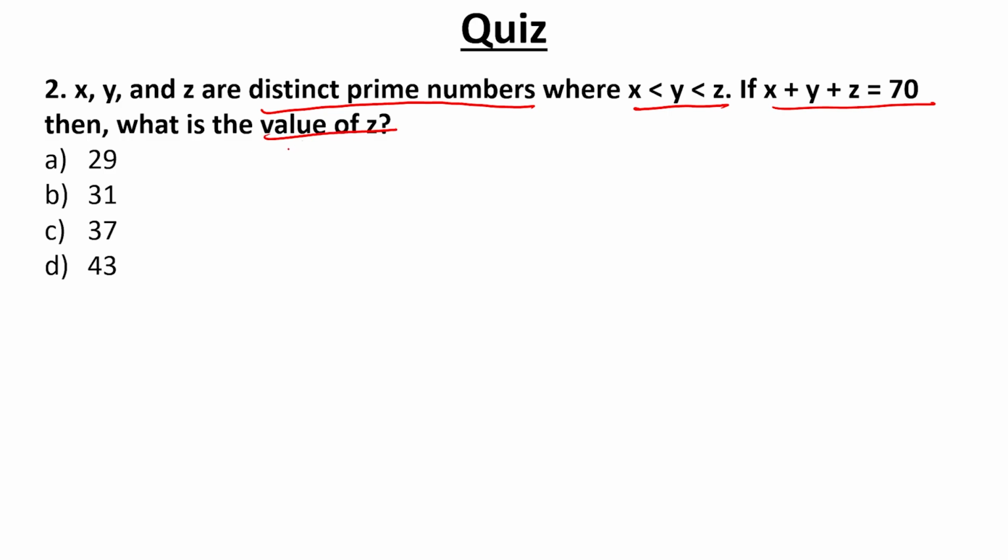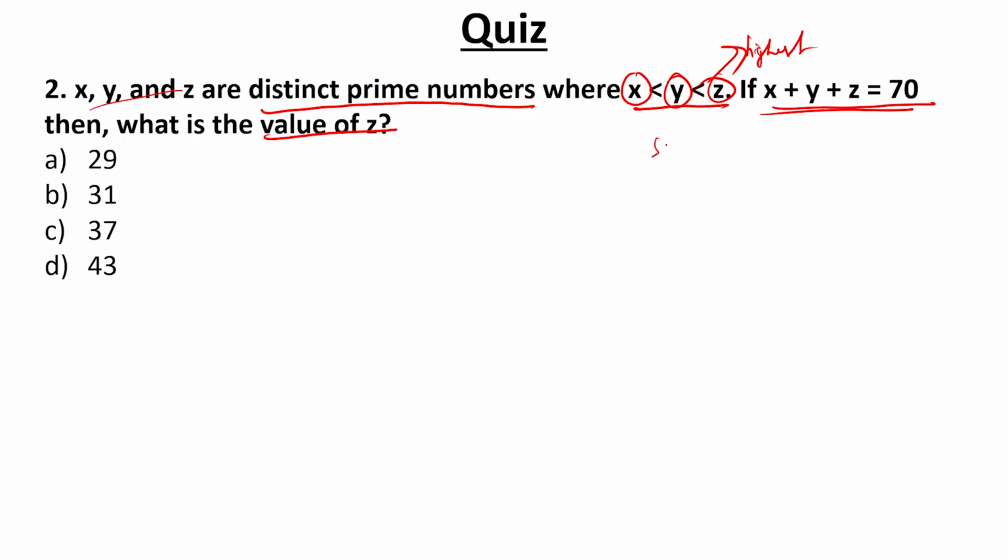First of all, you need to remember that if we read the question and try to understand it correctly, we can get most of the answer from it. So just look at the question. X, Y, Z are distinct prime numbers. They are different prime numbers. X is less than Y, Y is less than Z. Here Z is the highest. And here is the equation: X plus Y plus Z is equal to 70.